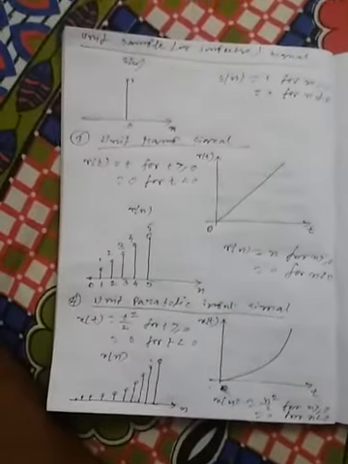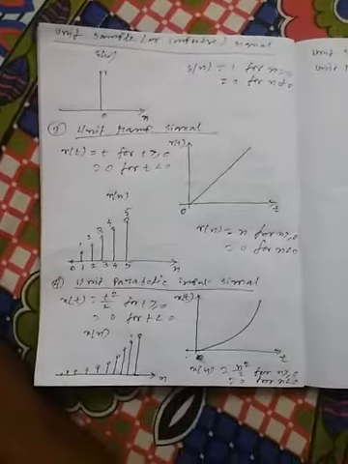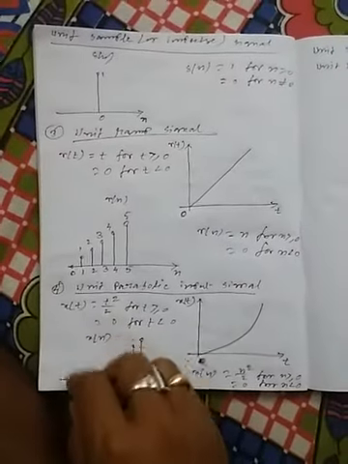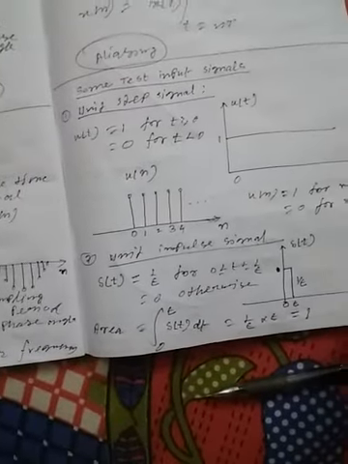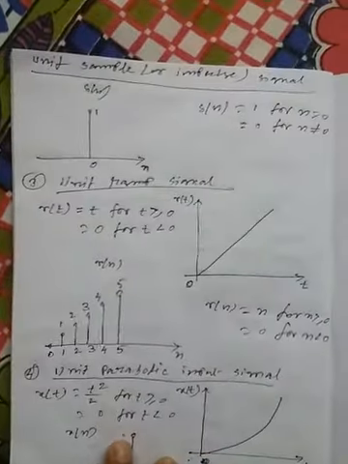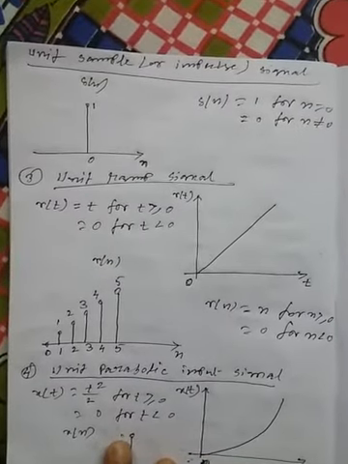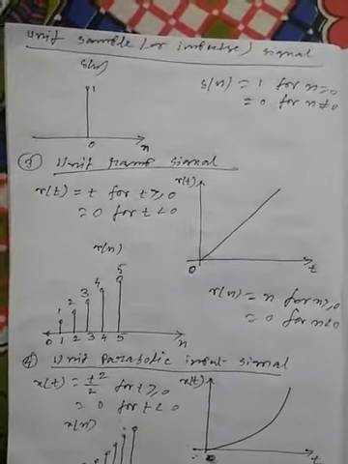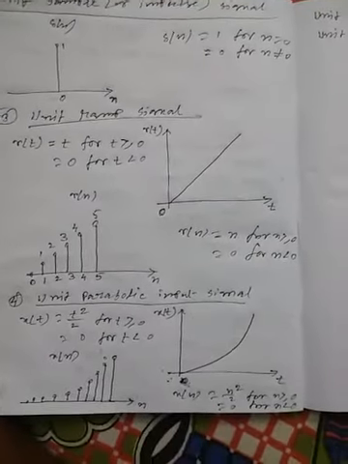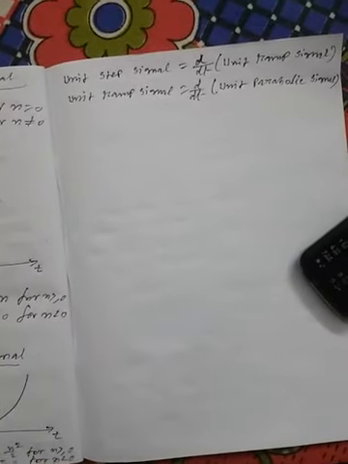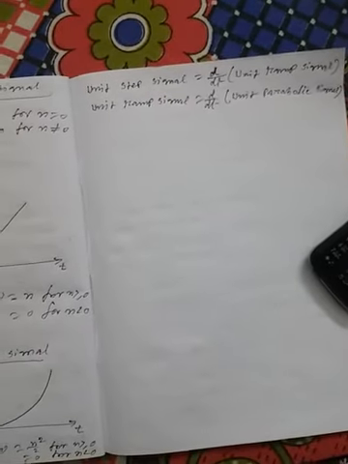So from this video, what do we learn? We learn about some test input signals that can be applied to any system. They are unit step signal, unit impulse signal, unit sample signal, that is in discrete time domain, unit ramp signal, unit parabolic input signal, and the relationship between them. Okay, so that's all.